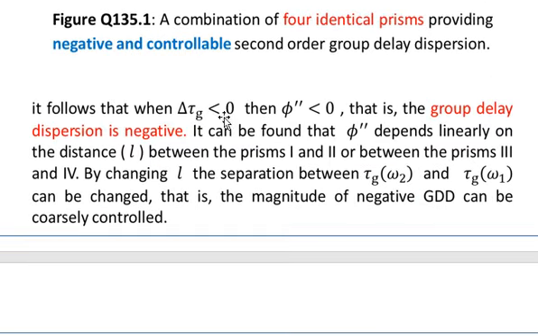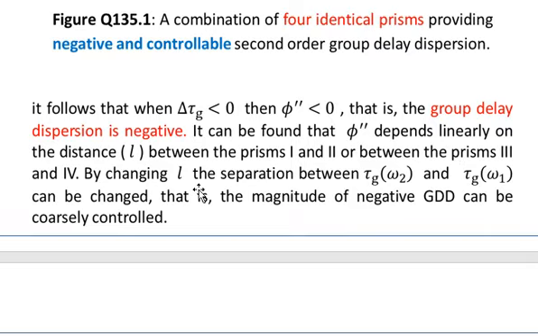So it follows that delta tau g is less than 0, which means that phi double prime is less than 0. That is, the group delay dispersion is negative. It can be found that phi double prime depends linearly on the distance L between prism 1 and 2, or between prism 3 and 4.